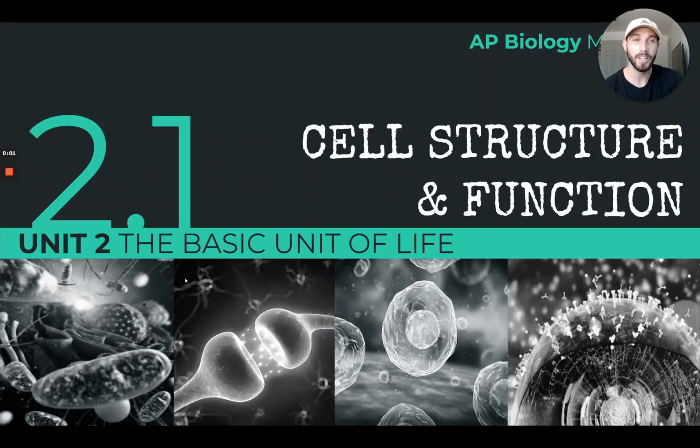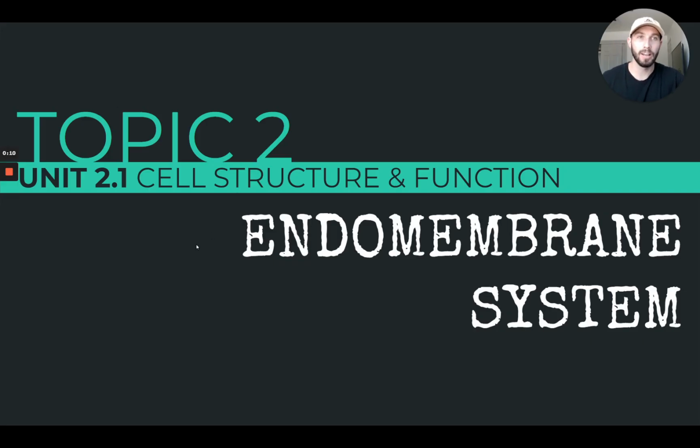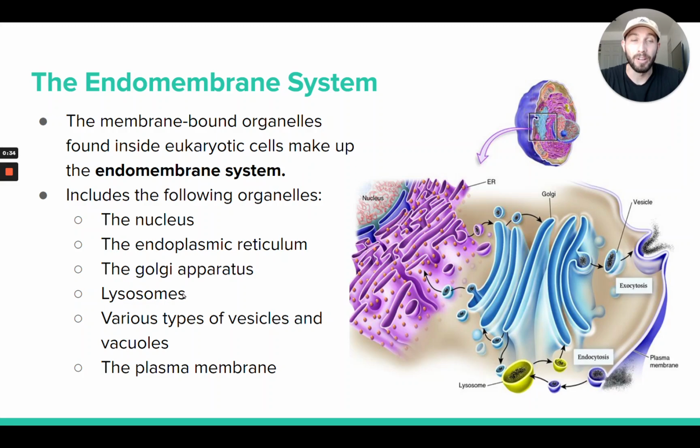Hello, you guys. We're going to continue on in the Unit 2.1 notes. In this video, we're going to look at Topic 2. In Topic 2, we're going to talk a lot about those membrane-bound organelles that are found in eukaryotic cells. Those membrane-bound organelles form this system of internal membranes that we call the endomembrane system, and a lot of them are coordinating between one another and kind of working together and doing things with each other. And so we're going to kind of walk through that.